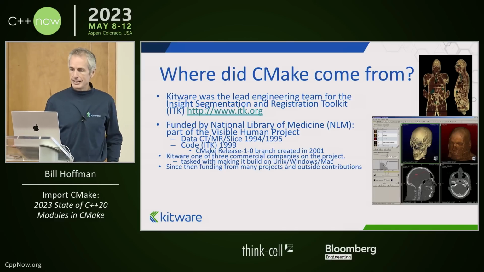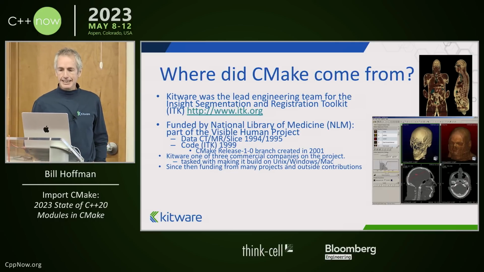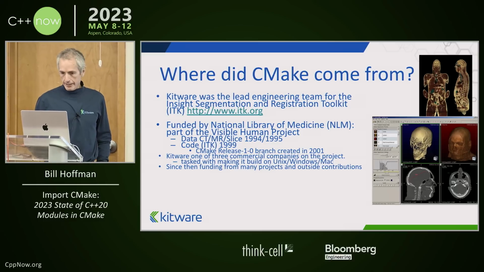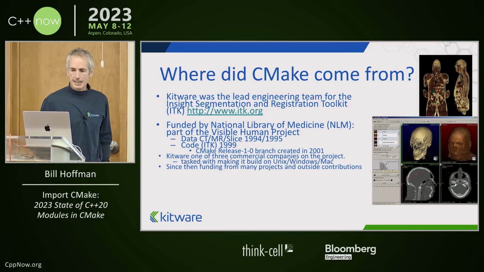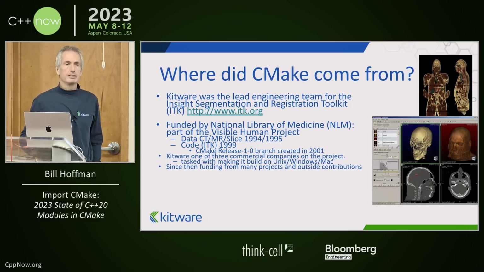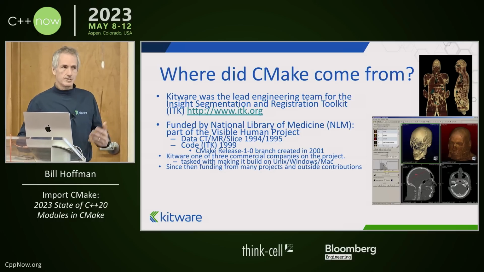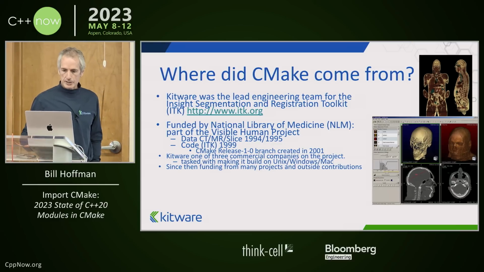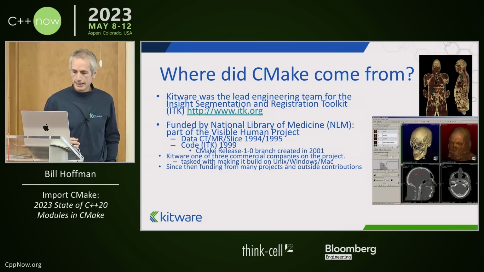Quick history of where CMake came from. Kitware was the lead engineer team for the Insight Segmentation and Registration Toolkit. If you look at itk.org, this was funded by the National Library of Medicine, part of the Visible Human Project, and they wanted to create this code in C++ that would codify the state-of-the-art in segmentation and registration. And Kitware was one of the commercial companies on the project. We were tasked with making it work on Unix, Windows, and Mac.